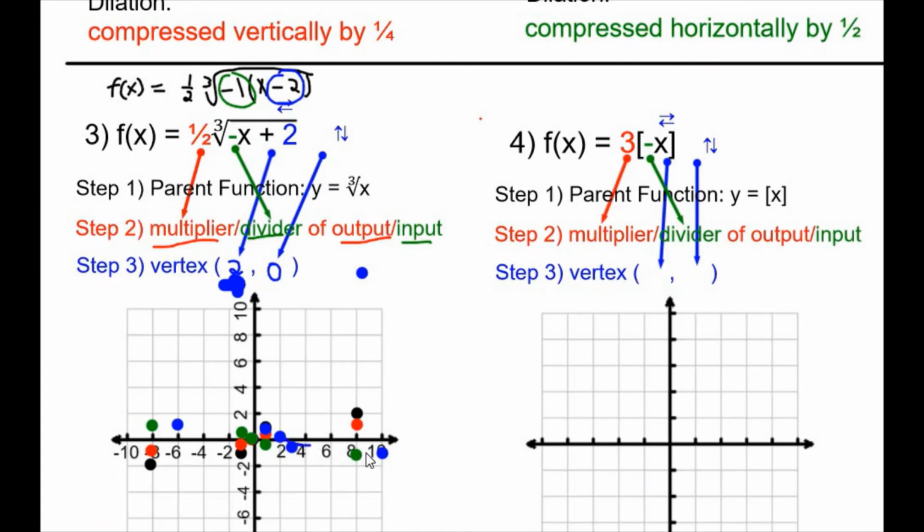You can see why it's so important to actually draw that final graph, otherwise your teacher might get lost in where you think your points are. And there you go. So the last one, interesting one, is the greatest integer function.